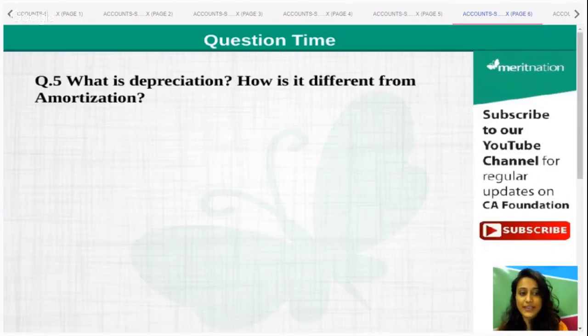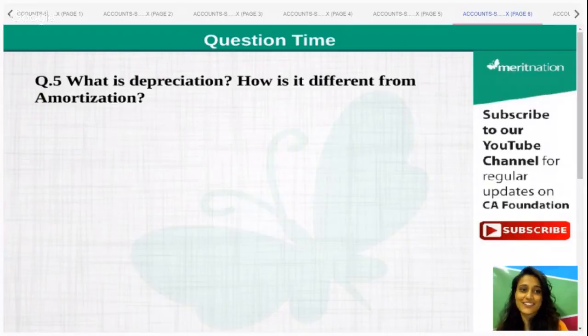Yes, Dipali is right. Depreciation is always calculated on tangible items, and it is a charge that is put on the tangible fixed assets over the useful life of the asset, and it is debited to the P&L account every year. And amortization always takes place on intangible items, like patents, copyright, goodwill, all of that. Yes, right. I see a lot of you giving me the right answer here.